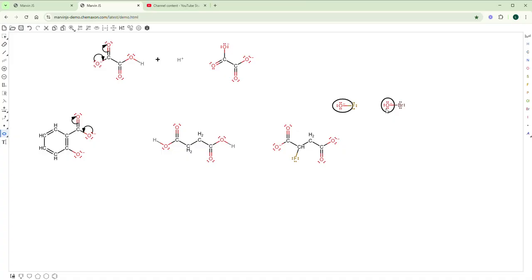So if you see something like this on a post-lab question, how to recognize the most acidic hydrogen, it's just which hydrogen is the most likely to be removed in an aqueous environment, and that's controlled by resonance and induction.